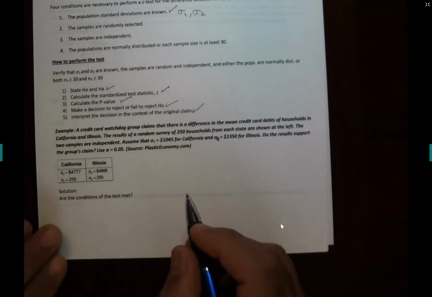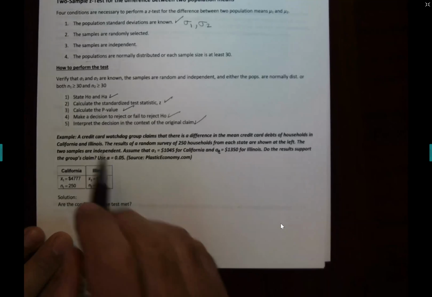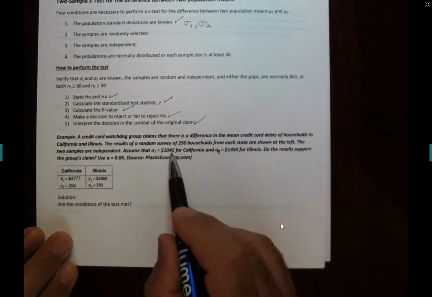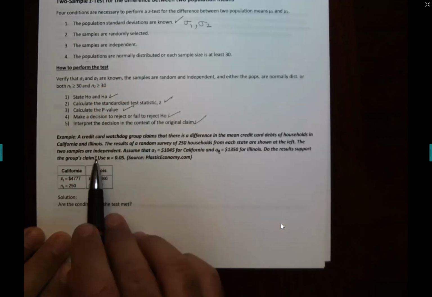We'll write this down. Are the conditions of the test met? Yes, they are. Let's see what the conditions are. Population standard deviations are known. They are known right here. Number 2, the samples are randomly selected. It says random.